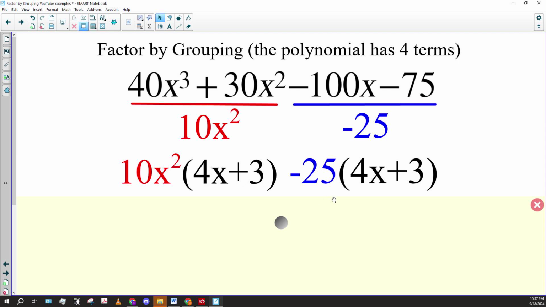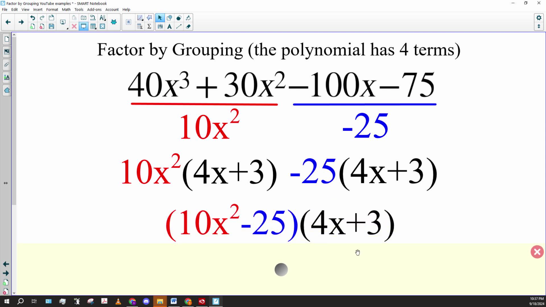They both say 4x plus 3, and so I put the two GCFs in their own parentheses, and I can do again a quick check step. First times first, 10 times 4 is 40, x cubed, and negative 25 times 3 is negative 75. And I feel very comfortable saying that is my final answer because it seemed to work out. You could do the inner and outer of FOIL. Wouldn't this be the negative 100x? And wouldn't this one here be the positive 30x squared? And so you see how you get all four of the terms.